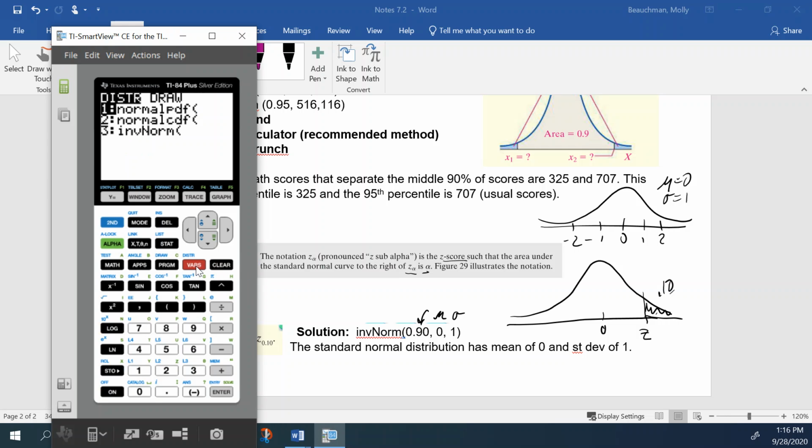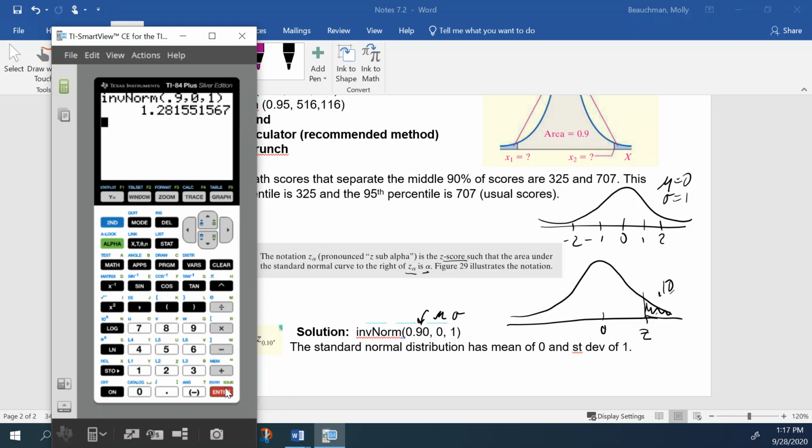So we would take inverse normal. The area is 0.9, area to the left. Oops, I got the wrong distribution. You go to distributions, inverse normal. There we go. Let me quit. When you get in a place you don't know how to get out of, just quit. So second distribution, inverse normal, area is 0.9. If you're looking for Z-scores, mean is 0, standard deviation 1.